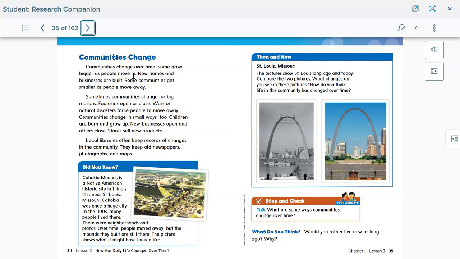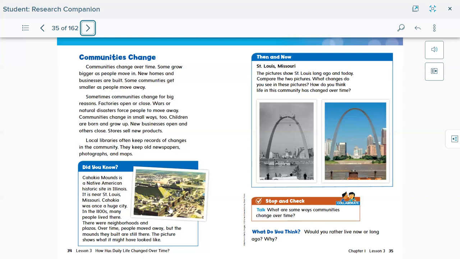Some grow bigger as people move in, and new homes and businesses are built. Some communities get smaller as people move away. Sometimes communities change for big reasons. Factories open or close, wars or natural disasters force people to move away. Communities change in small ways too. Children are born and grow up. New businesses open and others close. Stores sell new products. Local libraries often keep records of changes in the communities. They keep old newspapers, photographs, and also maps.